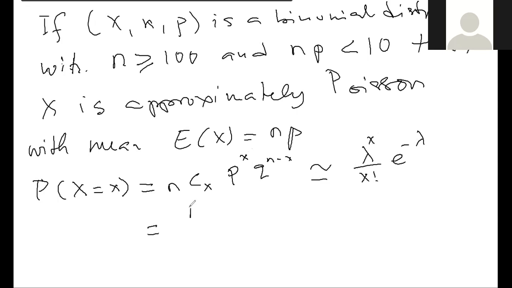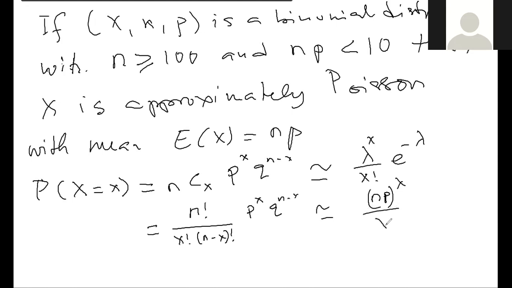Observe that this one is n factorial over x factorial times n minus x factorial, times p to the x, q to the n minus x. And this one is np to the x over x factorial, e to the minus np. This is x.